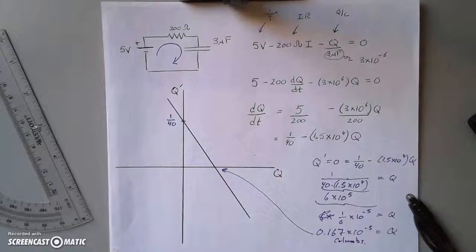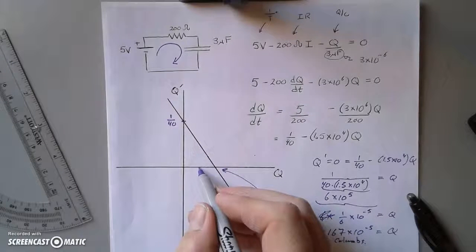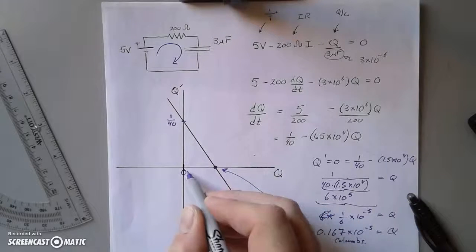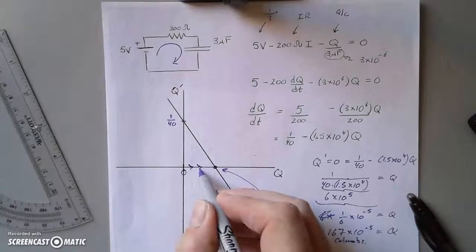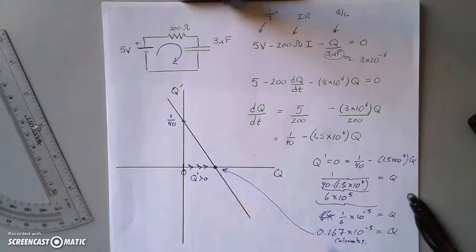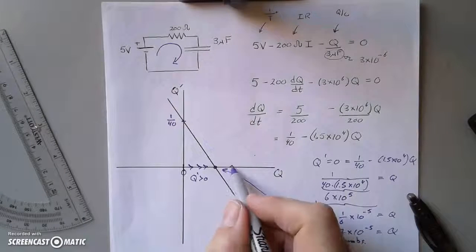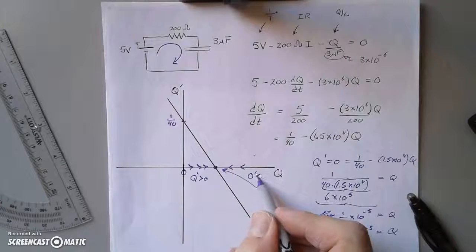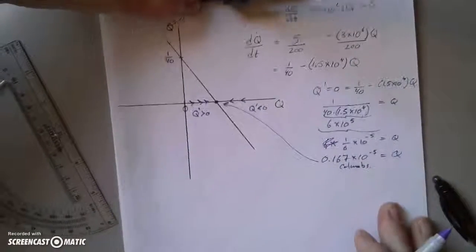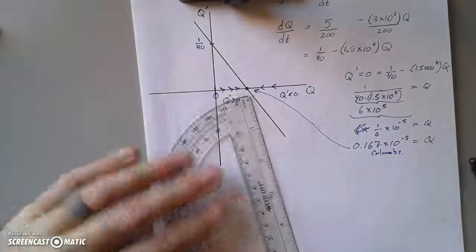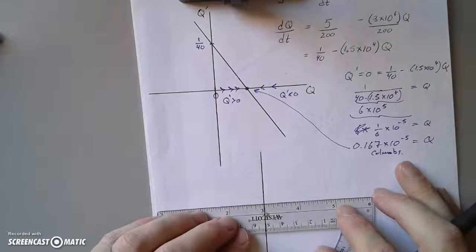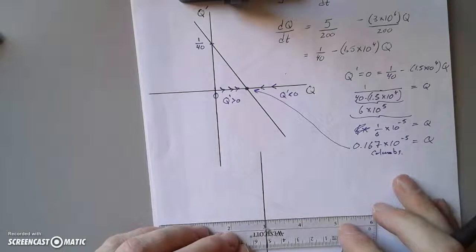Now, on the flow of the line here, for any value between 0 and that equilibrium value, we have a positive derivative. Q prime is positive. And for any value greater than this equilibrium value, the derivative is negative. Q prime is negative. So we can use this to sketch a solution. So let's do that. We'll do something like this.